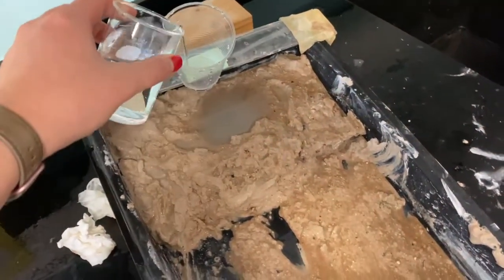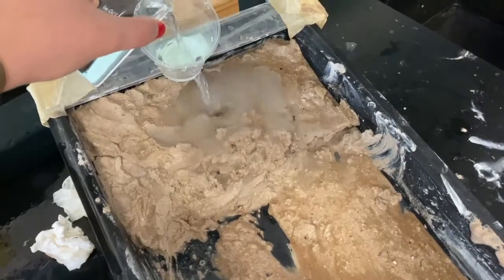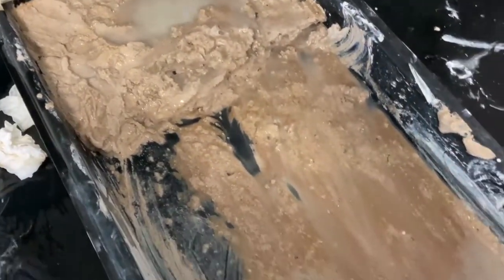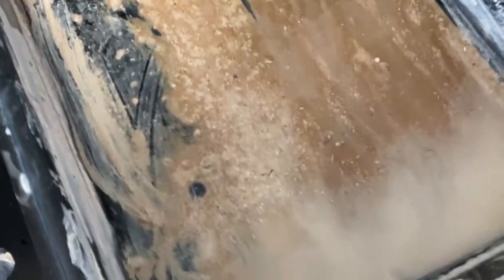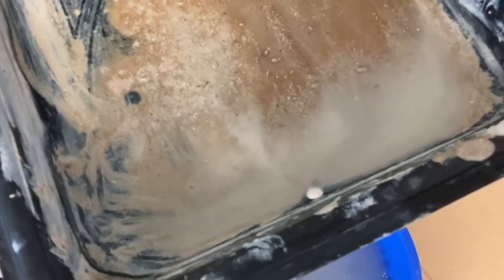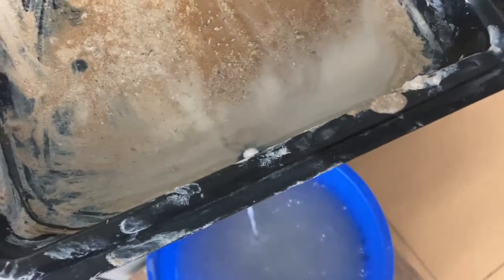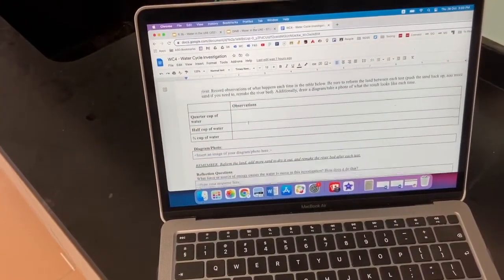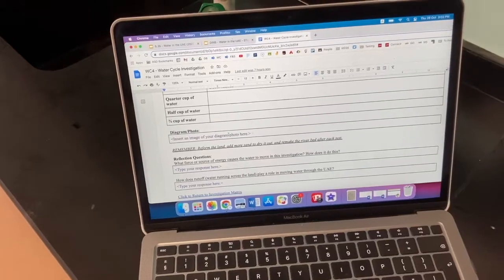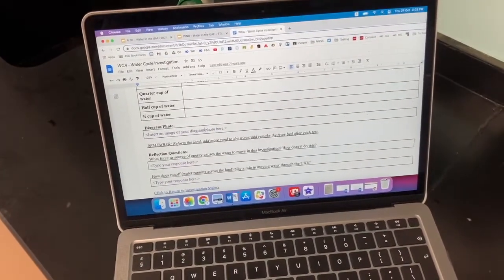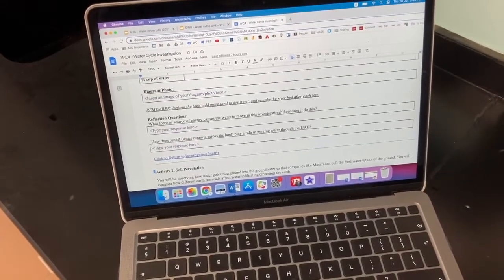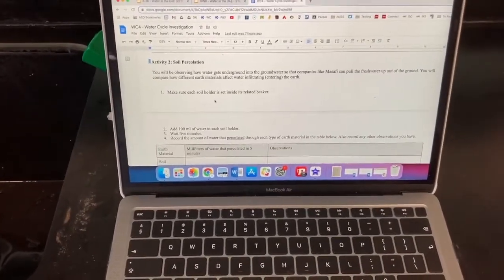And then finally, 3/4 of a cup. You can see that there's way more water. It's traveling faster. It's carrying more sediments. Okay, so you can see in the investigation, you should have written observations for each one of those things. You can take a screenshot or draw a picture of the stream table, and then there are 2 reflection questions to answer.